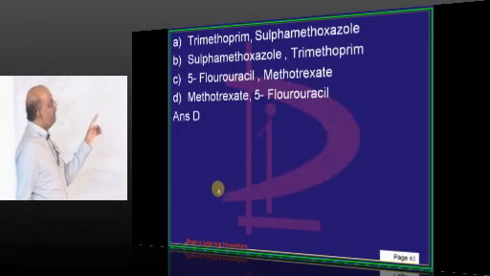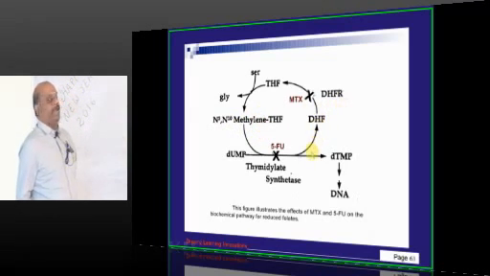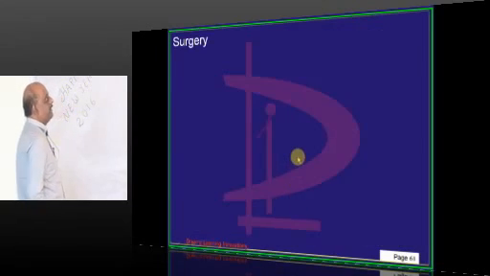So, methotrexate is the inhibitor of dihydrofolate reductase. 5-fluorouracil is of thymidylate synthase, which needs to be remembered.